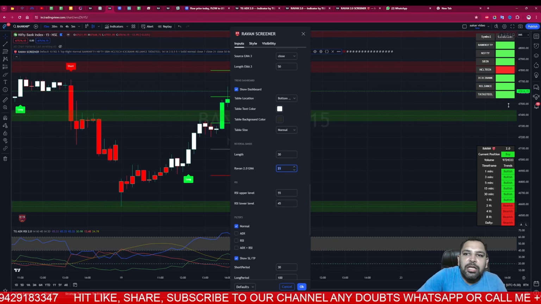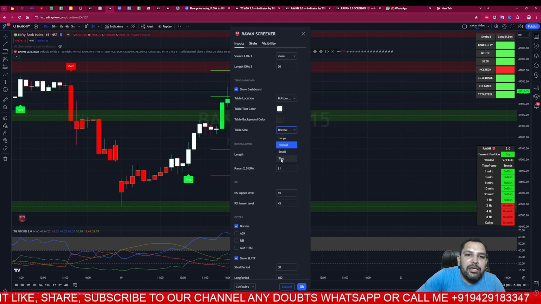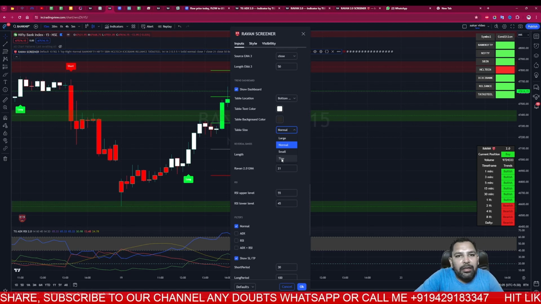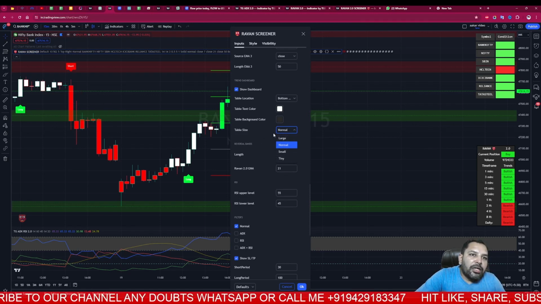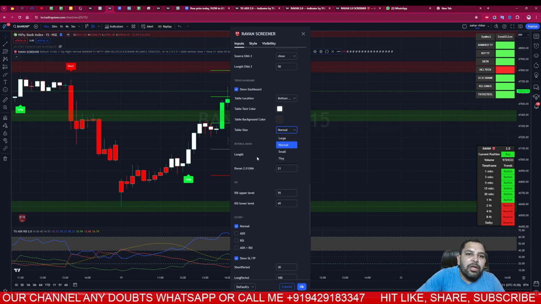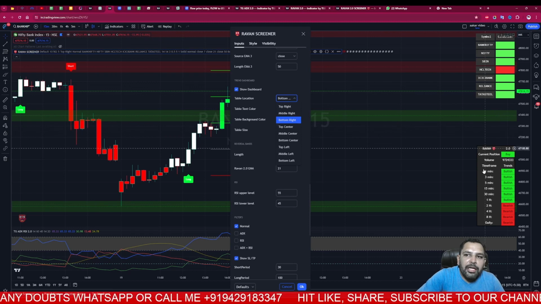Okay, and this table is fully customizable. You can customize the size. By default it will be tiny, as mobile users do not get the chart hotspots, that's why. So you can adjust from here: table size, normal, large, tiny, small, everything. Okay, and even the location of the table on the chart.